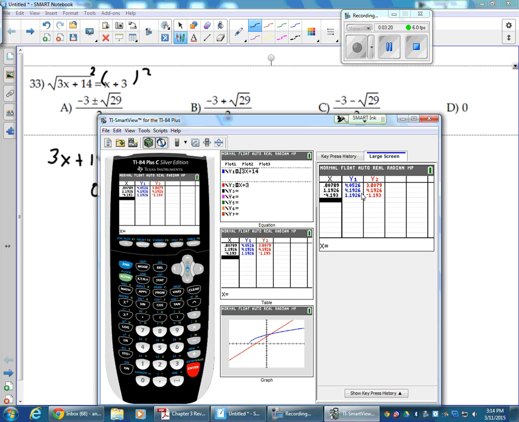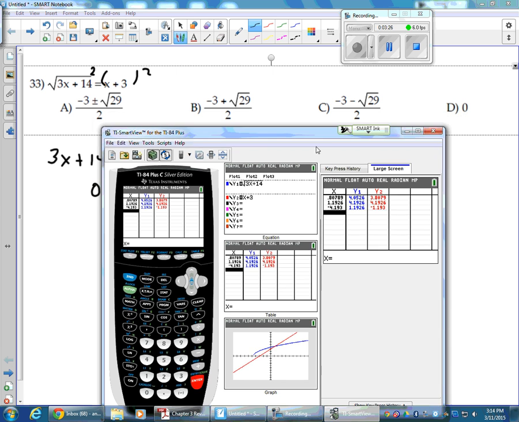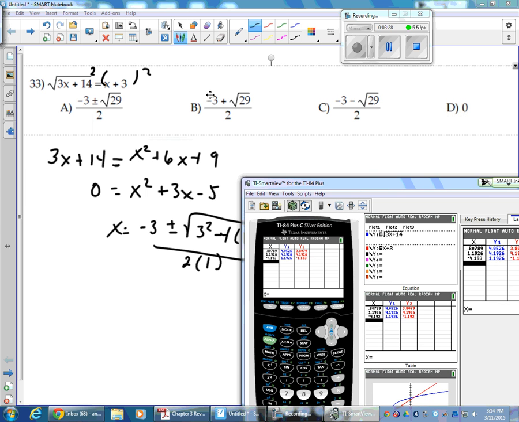So because this gave me two different answers, that one doesn't work, but for the negative 3 plus the square root of 29, it worked. So you do want to verify that the answers you get really work when you plug them back in. So my answer here is only B, not A, because they wouldn't both give me equivalent results.